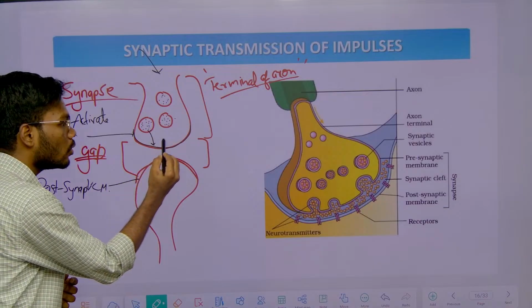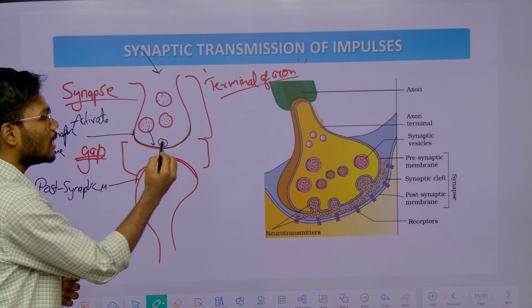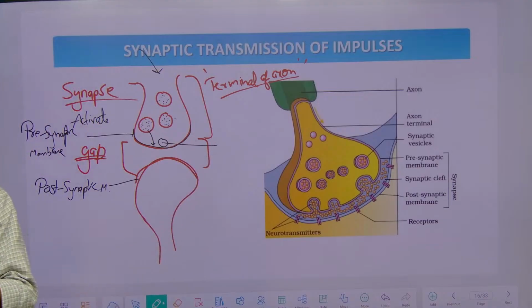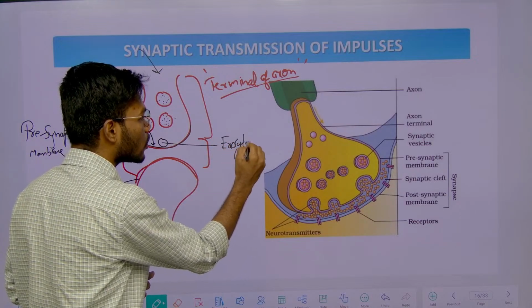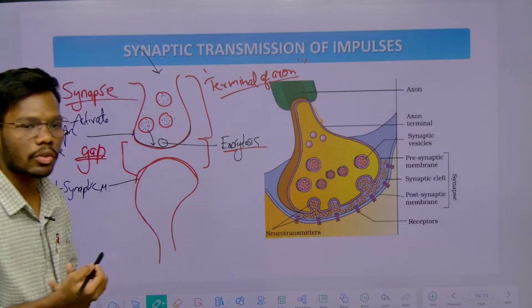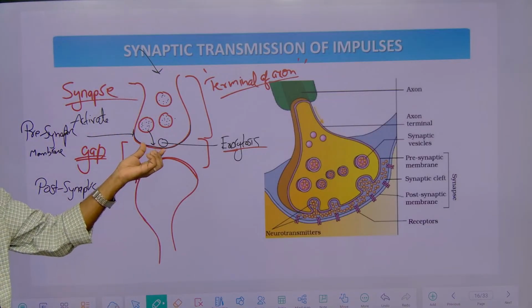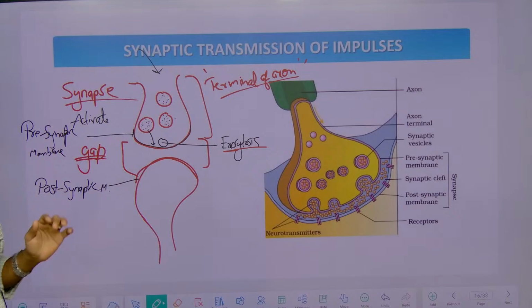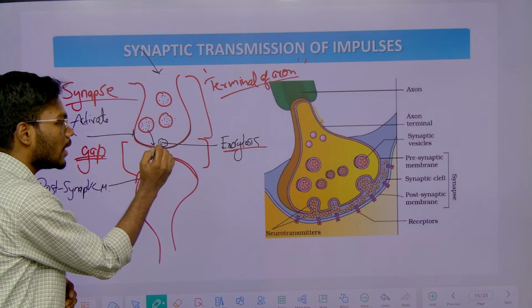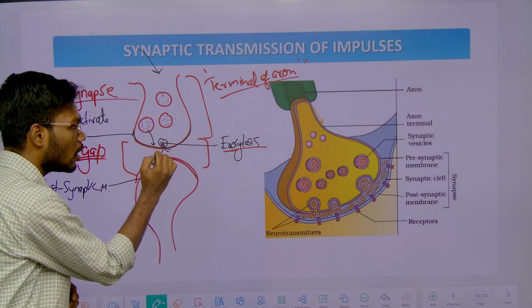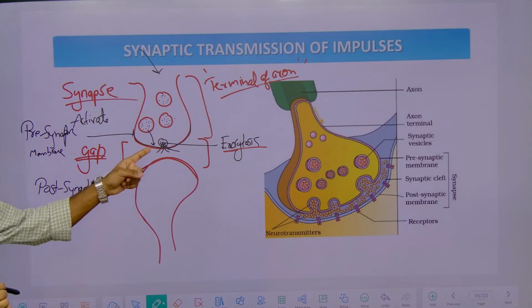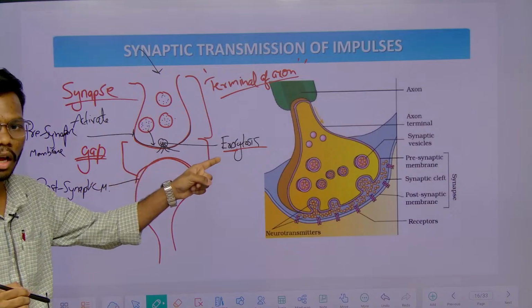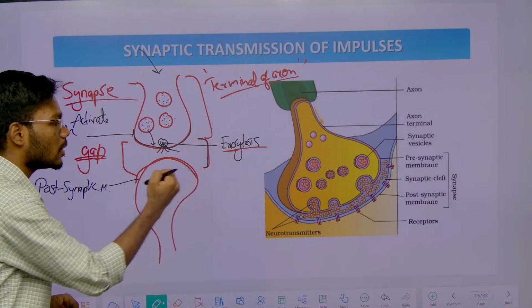Whenever the neurotransmitters come to this presynaptic membrane, they are going to fuse with this membrane, and there is a process called exocytosis. Sir, what is this exocytosis? Whenever the membrane is fused with the synaptic vesicles, all the content of the synaptic vesicles is released out. So this is called exocytosis.